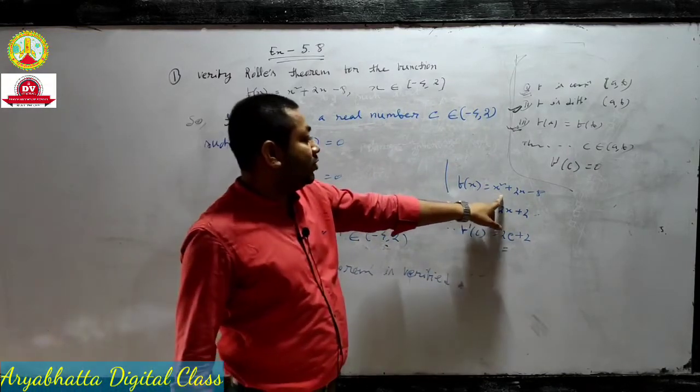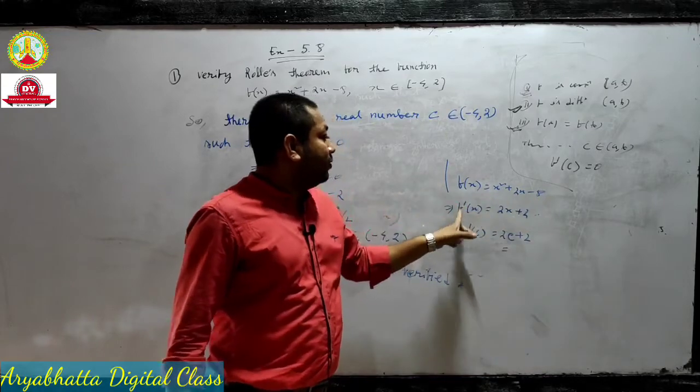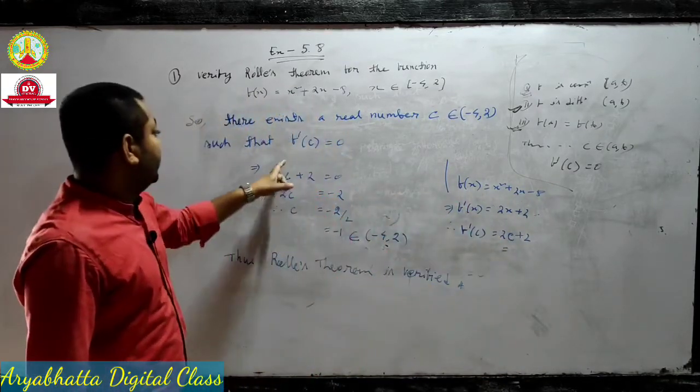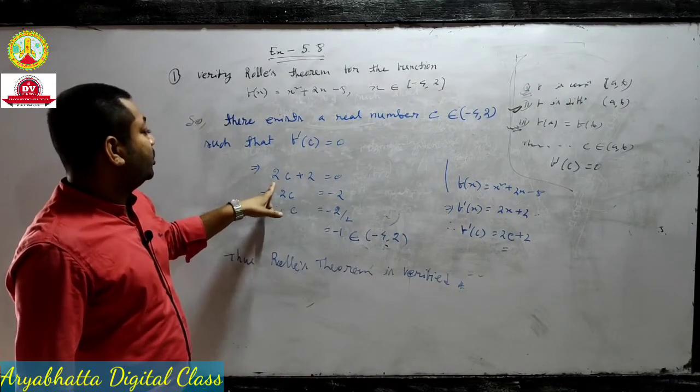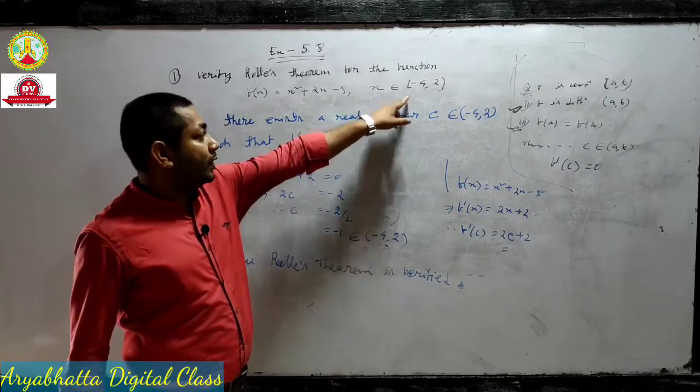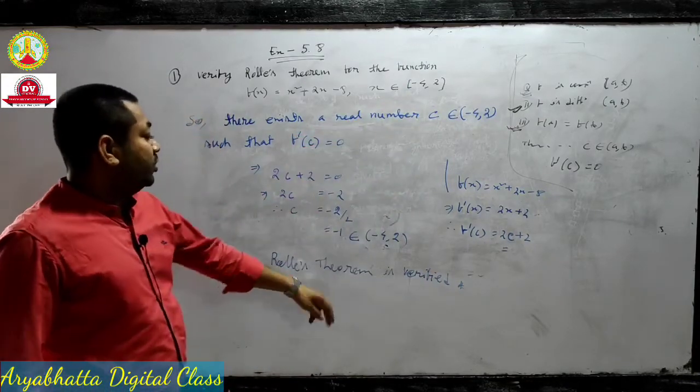Here f of x is equal to x square plus 2x minus 8. Therefore f dash x is equal to 2x plus 2. Therefore f dash c equal to 2c plus 2. Therefore f dash c equal to 0 implies 2c plus 2 is equal to 0. Therefore c is equal to minus 2, which belongs to open interval minus 4 comma 2. Thus the Rolle's theorem is verified.